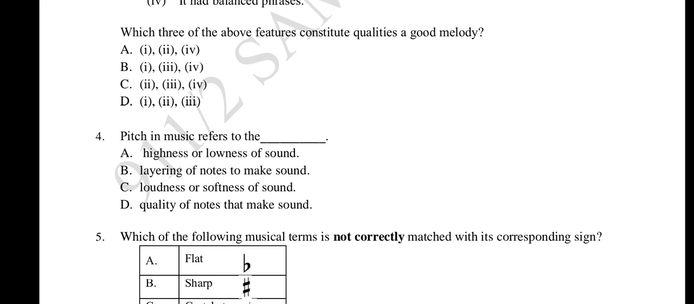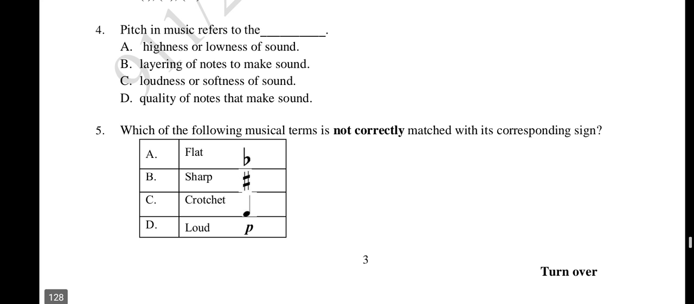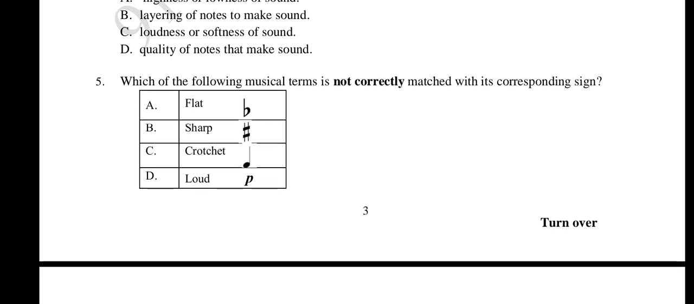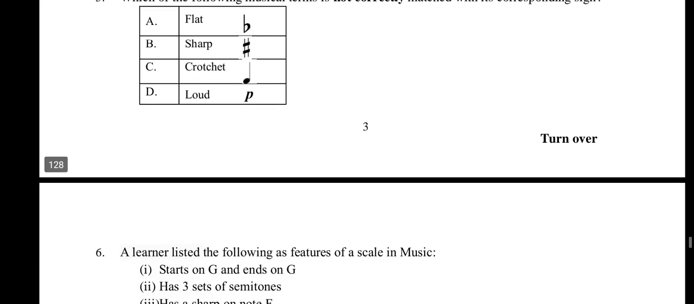Then pitch in music refers to the highness or lowness of a sound. The correct answer is A. Then which of the following musical terms is not correctly matched with its corresponding sign? Flat, correct. Sharp, correct. Crotchet is correct. Loud, loud is not correct. So crotchet is correct, sharp is very correct, flat is very correct. The one which is not correctly matched is D.